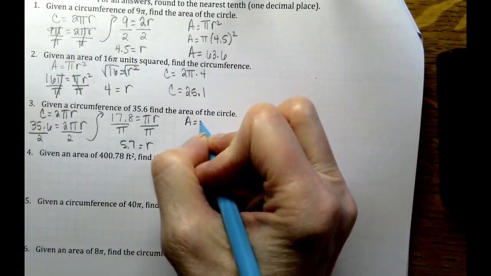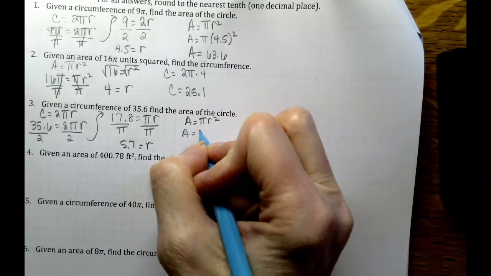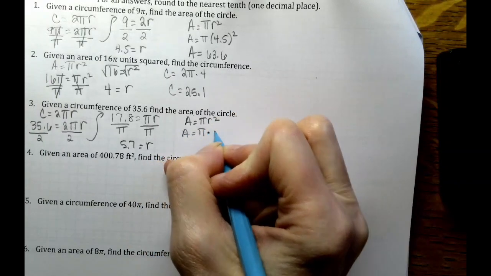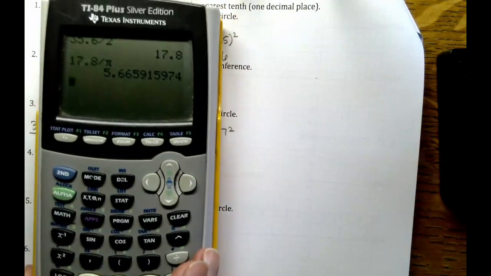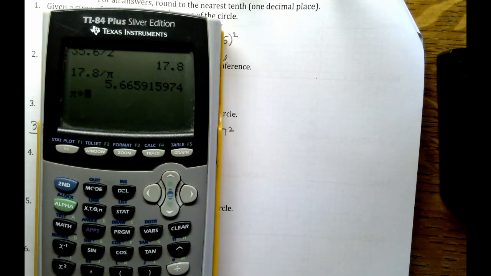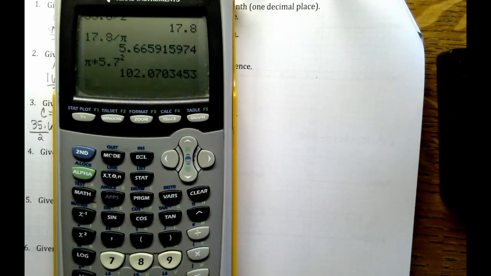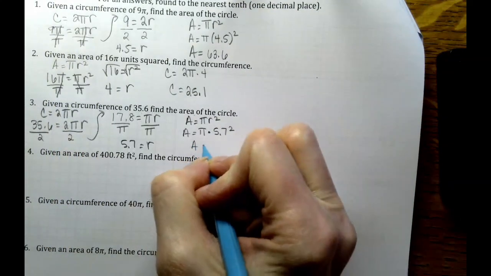Our area formula being pi times radius squared. So to find that, we're going to do pi times 5.7 squared. So we grab our calculator one more time, and it's going to be pi times 5.7 squared. We get 102.07. 102.07 is really going to be 102.1 when we round it. So there's our area.